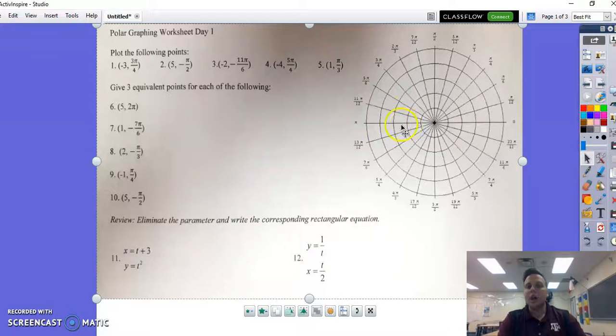Carry that same thought process down to right here. So -3, we want to go pi over 4. So we've gone pi over 4. Now we want to go another pi over 4. We've got another pi over 4. Now we want to go the last pi over 4. Boom. This is where we'd land up.